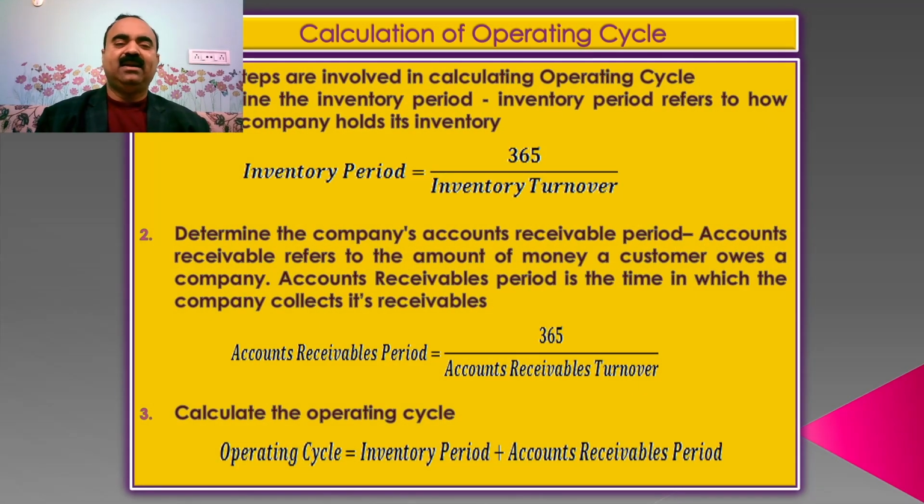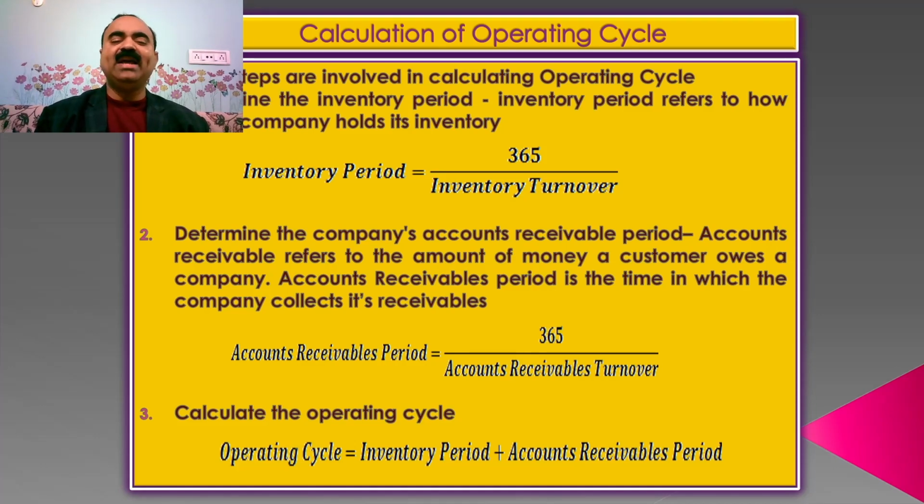In this slide, I had explained the procedure of calculation of operating cycle. Following steps are involved in calculating operating cycle. Step 1. Determine the inventory period. Inventory period refers to how long a company holds its inventory. Inventory period is equal to 365 divided by inventory turnover.